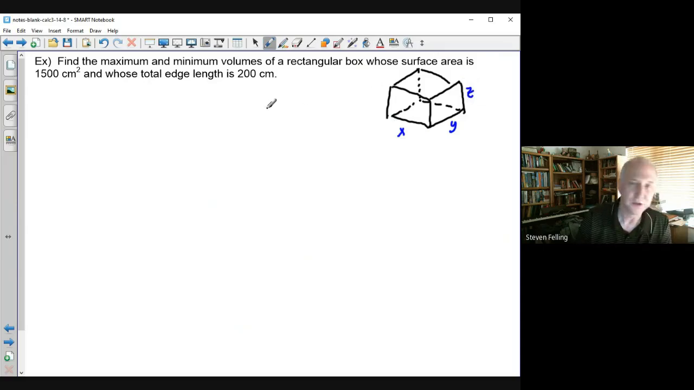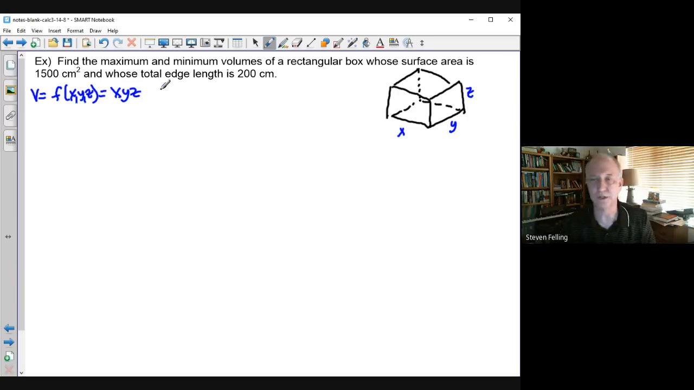Okay. So the first thing is I would need to find the function that I'm trying to optimize. That's going to be the volume, right? And the volume is therefore a function of x, y, and z. And the volume of this box would just be length times width times height, right? So x times y times z. So an easy function to do the optimization on. But we're going to have these two constraints.